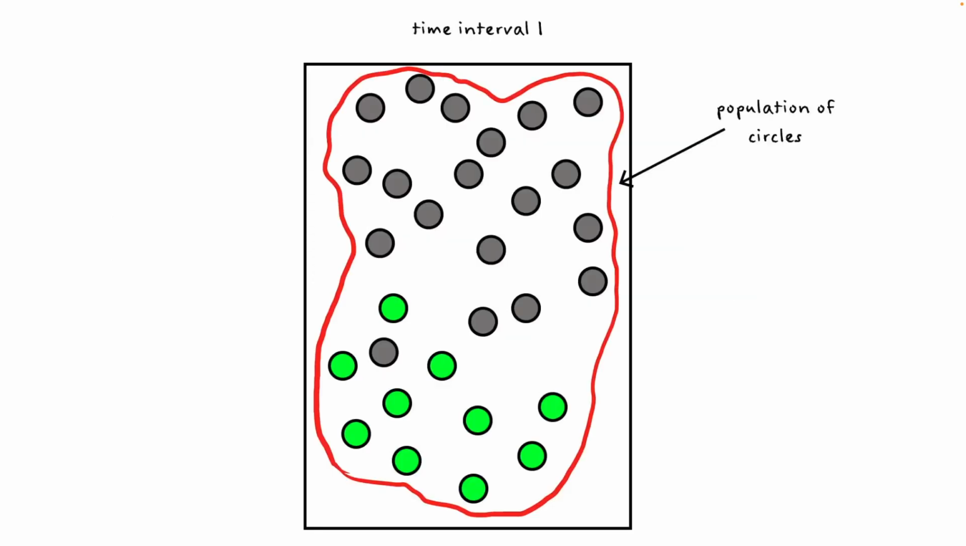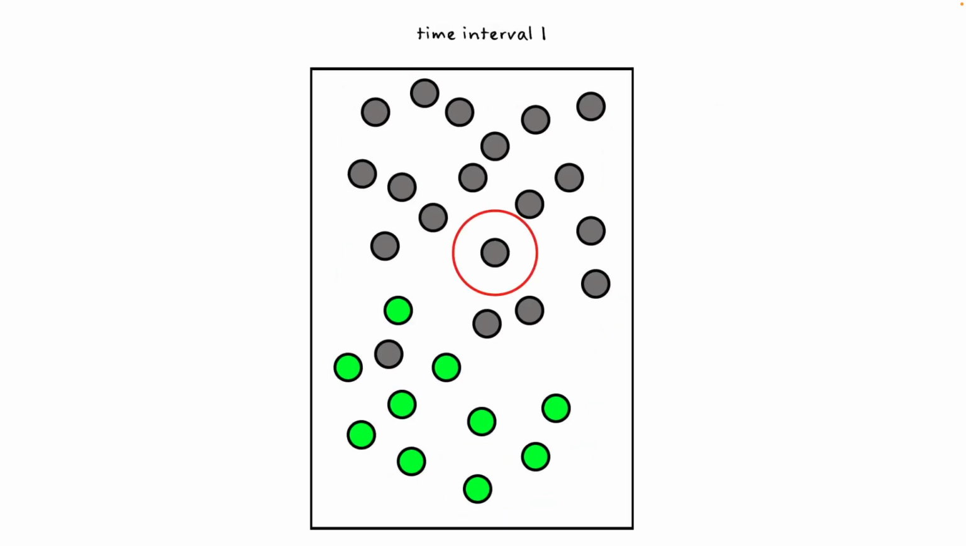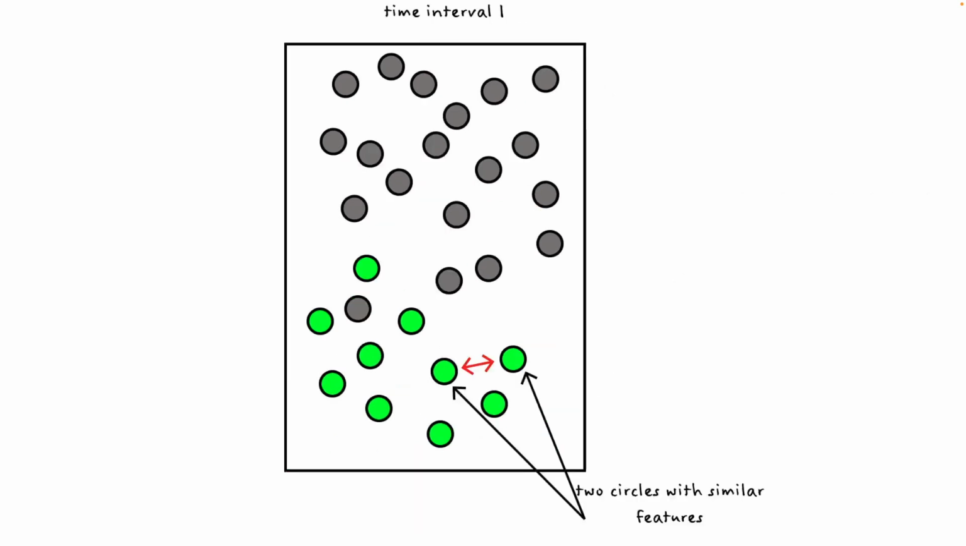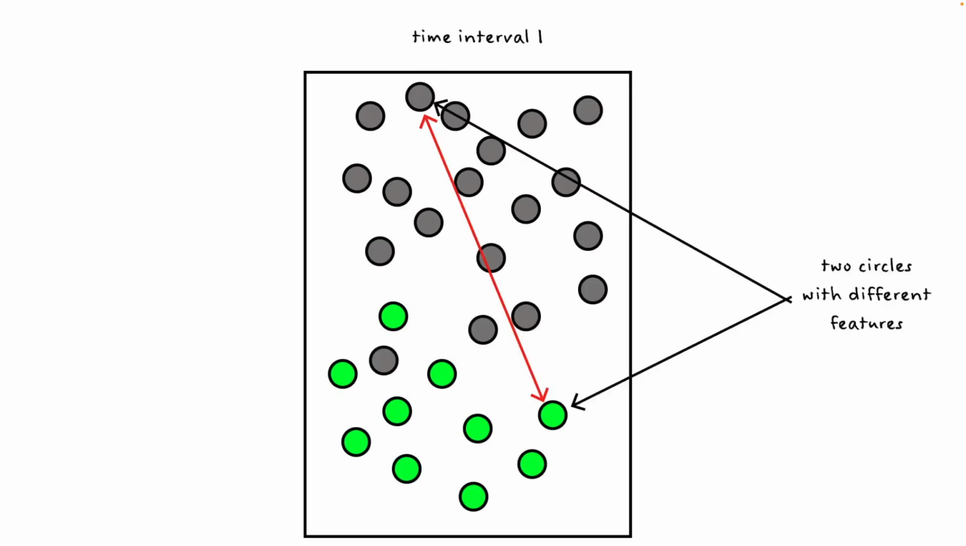Let's take this population of circles to illustrate exactly what we mean. Here we have green circles and we have grey circles. The location of the circle in the box represents the features of the circle. Two circles close together have similar features, while two circles with very different features are far apart in the box.